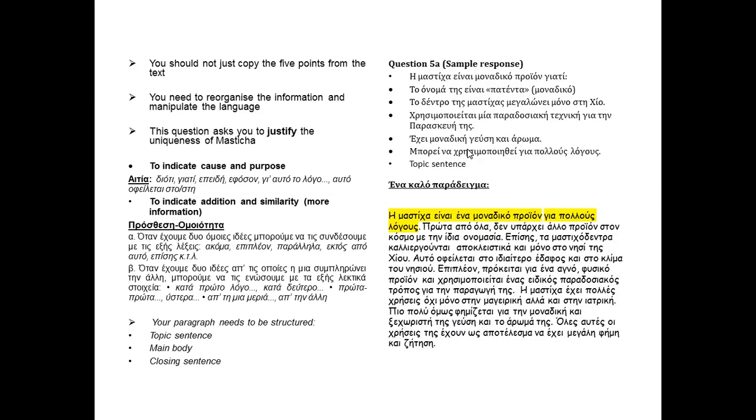And on your right, you can see a sample response in Greek. So here are the 5 points that you should have included, basically. And in yellow, it is the topic sentence. Η μαστίχα είναι ένα μοναδικό προϊόν για πολλούς λόγους. It's a very easy sentence. And you can see the example of the paragraph.